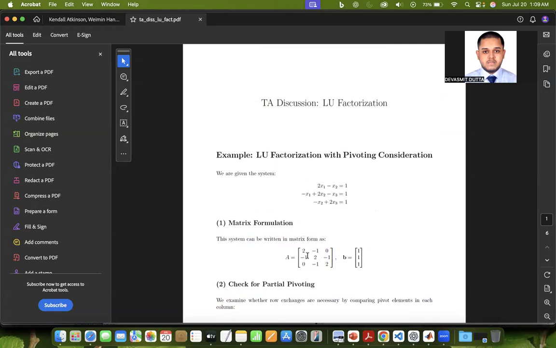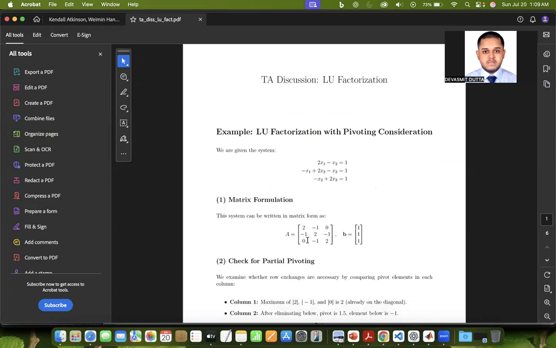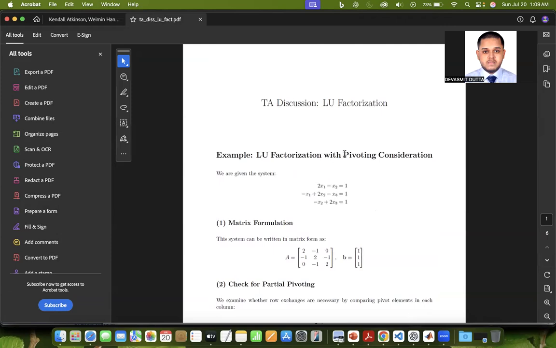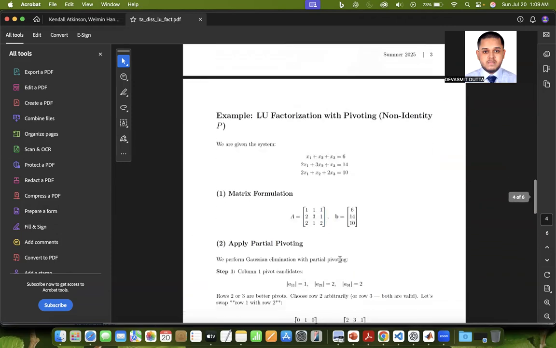If you see, even if you do that, the answer will be the same, right? Because here the numbers are arranged in such a way that the maximums are always on the diagonal. So the diagonal terms are always going to be the maximum for each column. So you don't have to do any row swap. So basically, your P matrix is going to be identity. So that's how we define with or without pivoting. So the first one is without pivoting. The second one will be with pivoting.